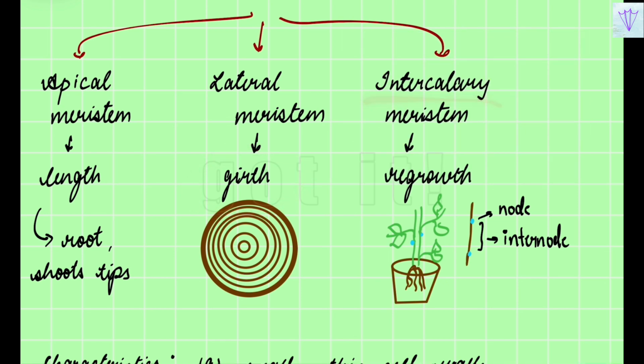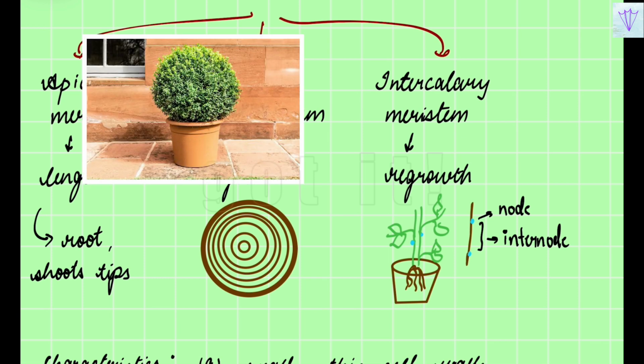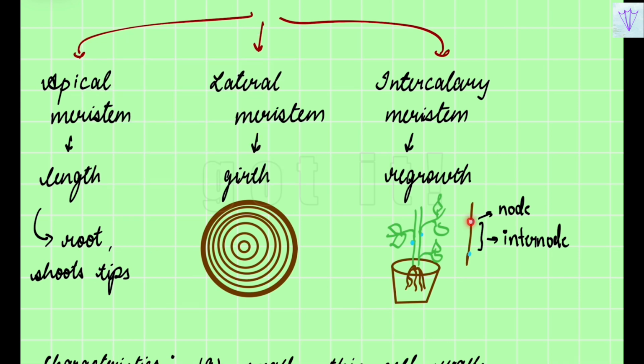The intercalary meristem is where, if the root or the shoot tips of a particular plant are cut, there will be nodes, and there will be internode space as well. Above these nodes, there will be the growth of several branches, and this is where the intercalary meristem will take part in the regrowth process.